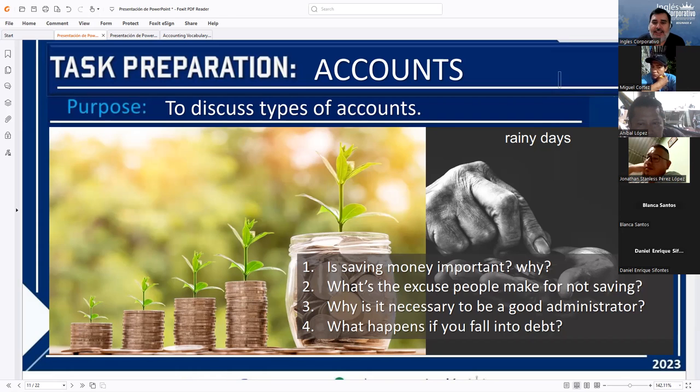Okay. Is it necessary to be a good administrator? Do you think that it's good to be a good administrator? Yes, teacher, because money is very important for life. Money is very important for life. You know, that is funny. Some families have disintegrated, have broken because of money problems. Yes.